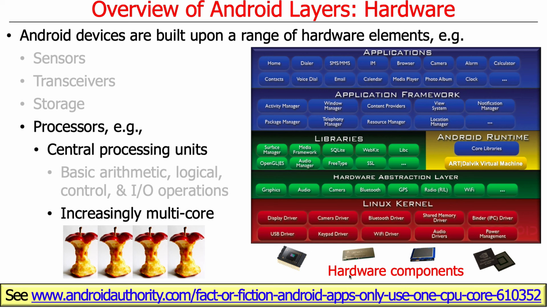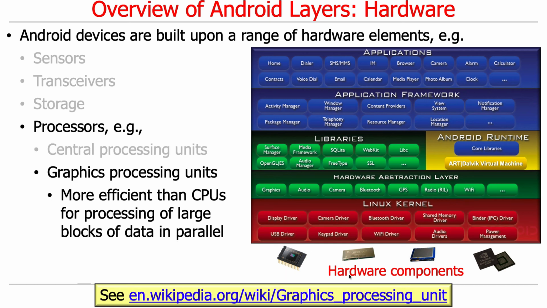There's also graphics processing units, GPUs, which are specialized processing units that are more efficient for dealing with large blocks of data and running things in parallel. So certain things are done with GPUs, particularly the graphics, so they're more specialized in their capability.